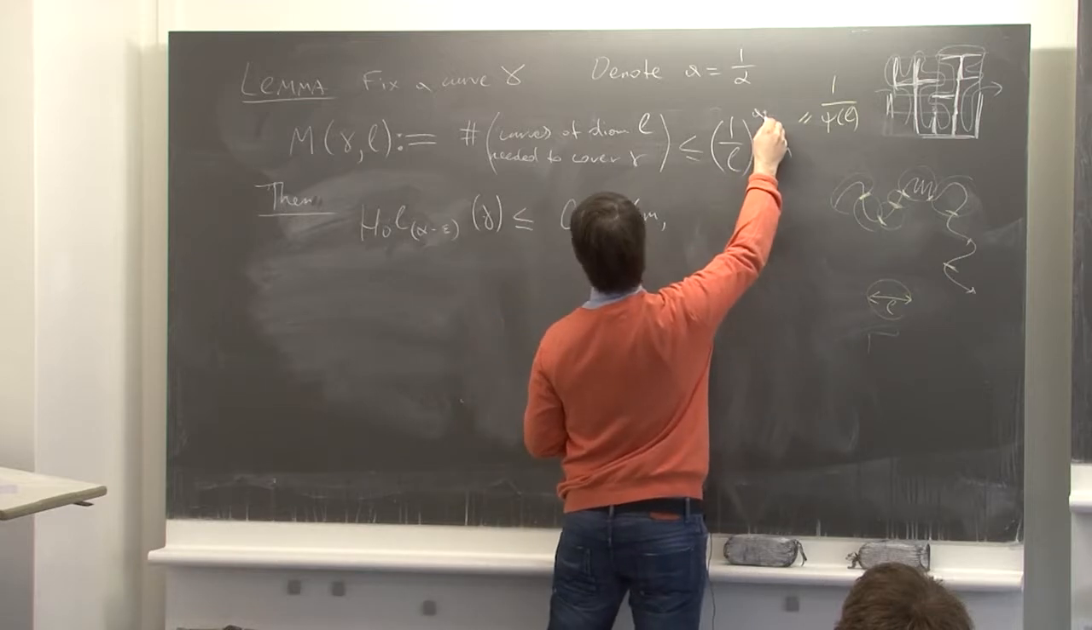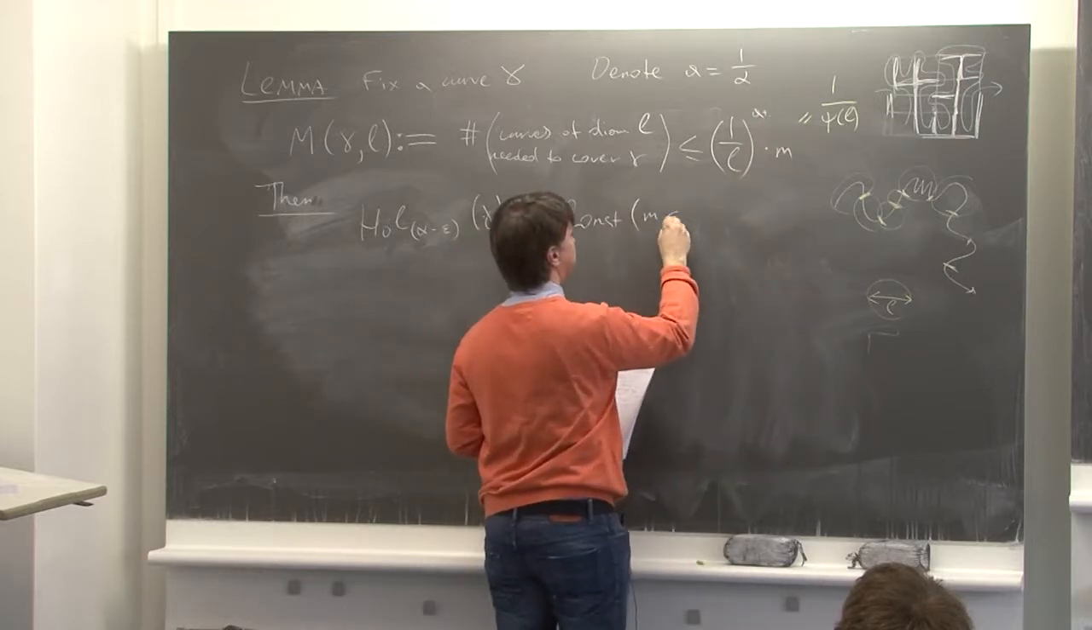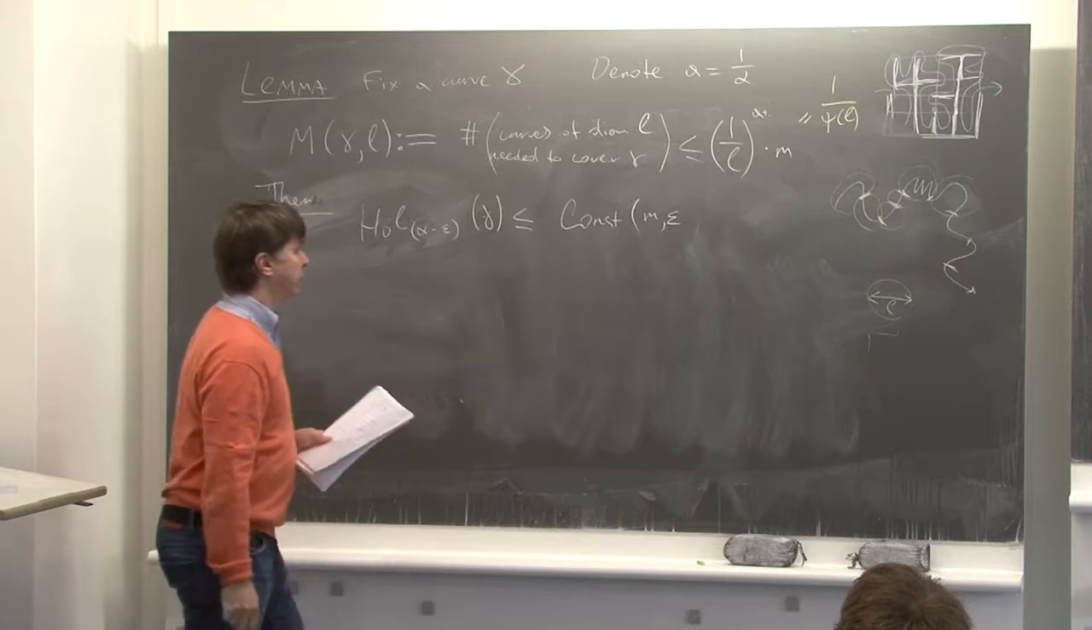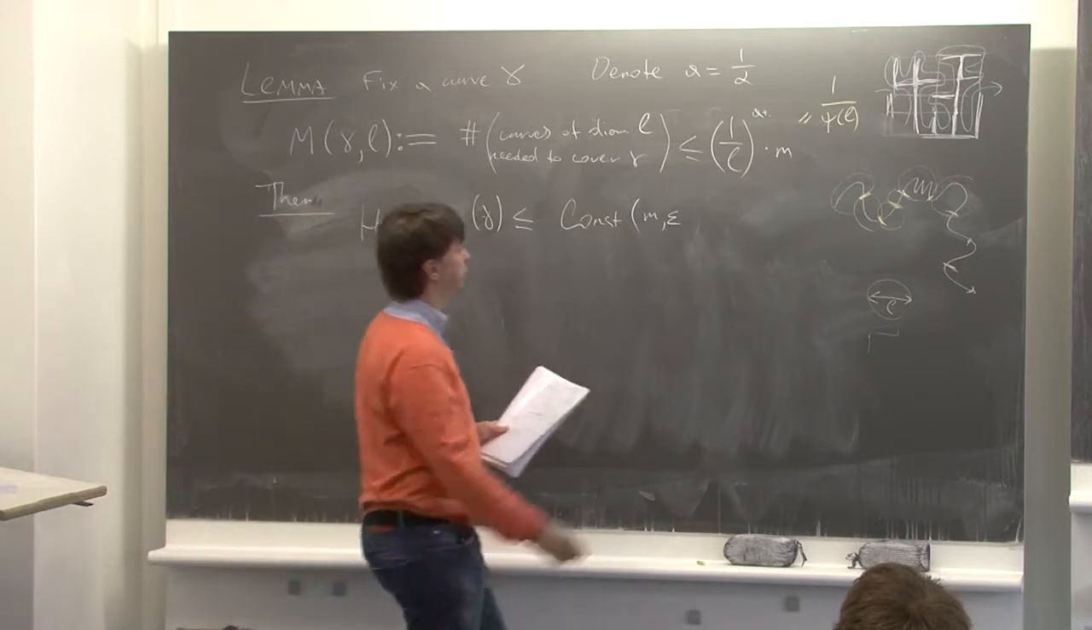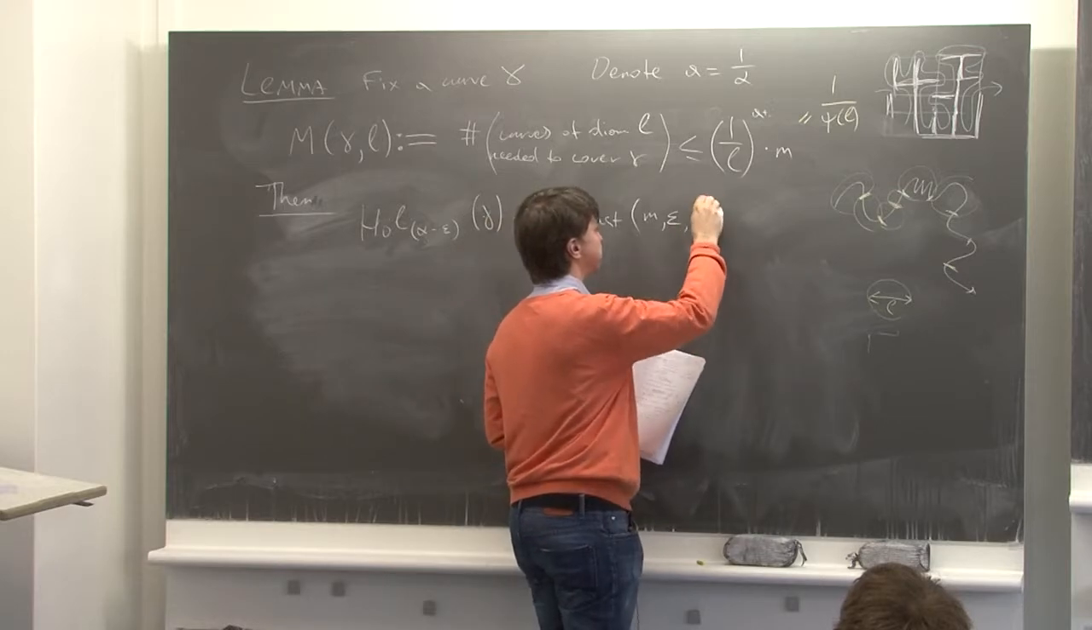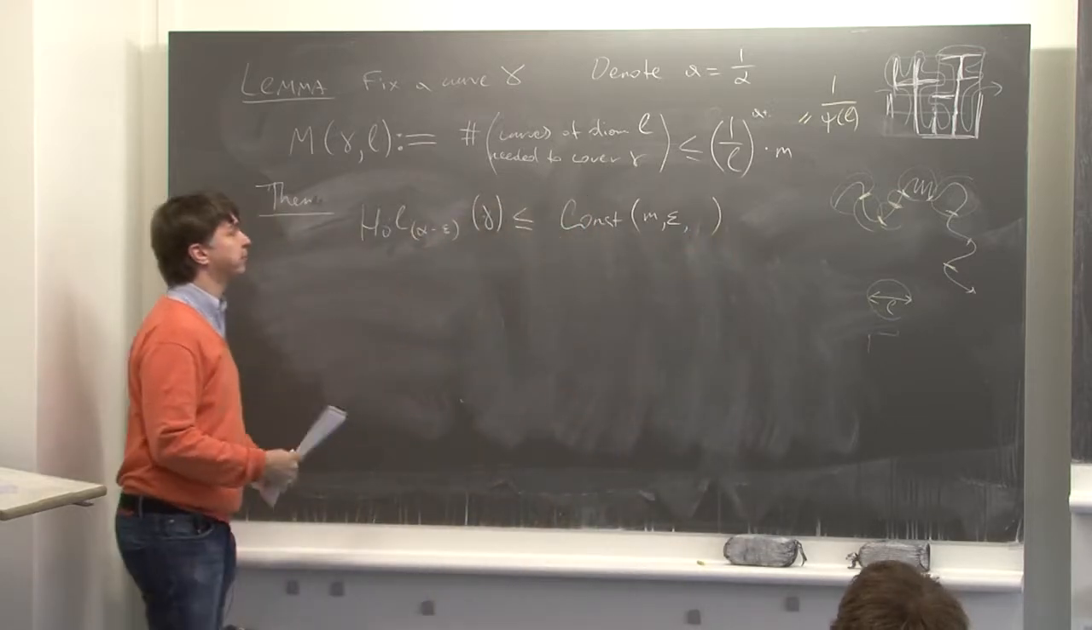If it's alpha plus epsilon, well, M epsilon here. What else do we have? Do we have something else? Probably not. Well, if something else appears, I'll just leave this space.